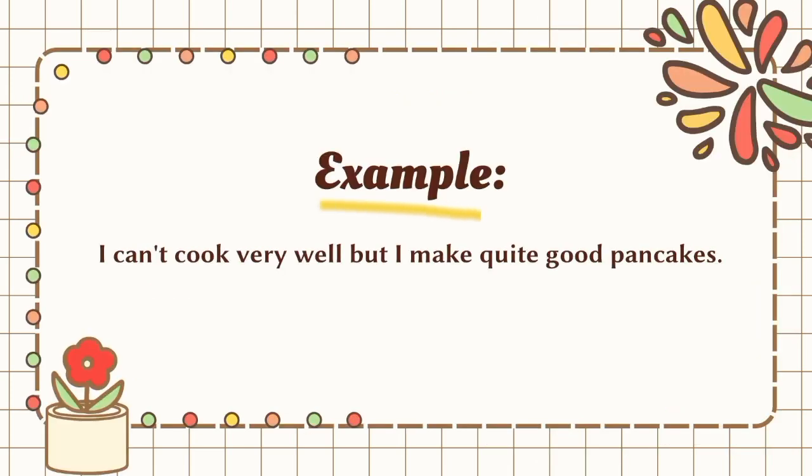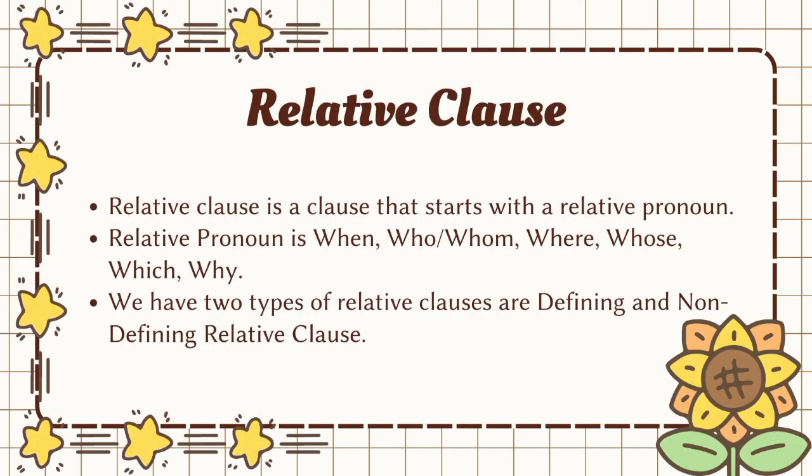I will give an example of a clause. Here: I can cook very well, but I make quite good pancakes. I can cook very well is a clause. I make quite good pancakes is a clause too. They are main or independent clauses. Each clause has a subject, I, and a verb, here cook and make.